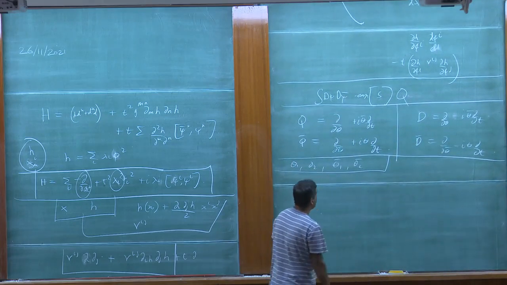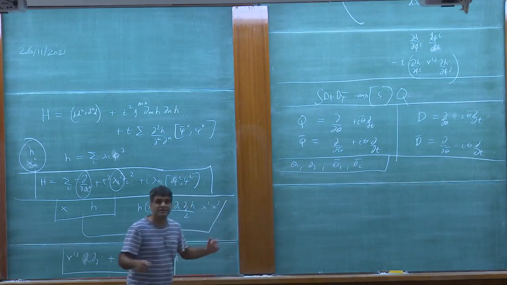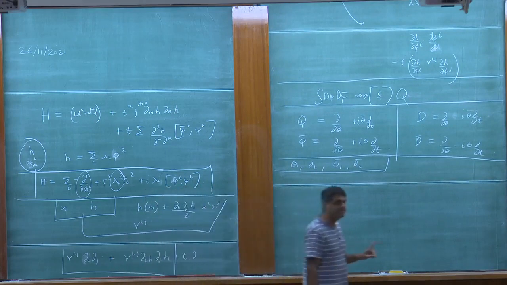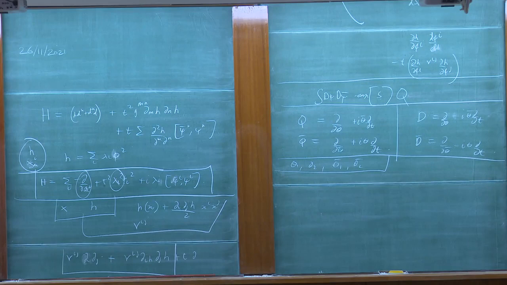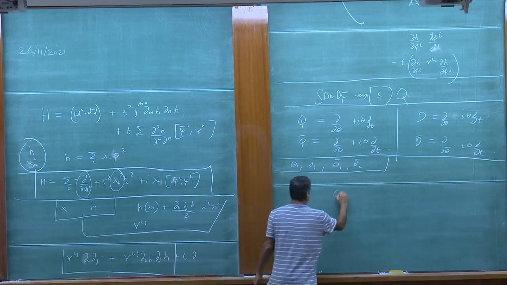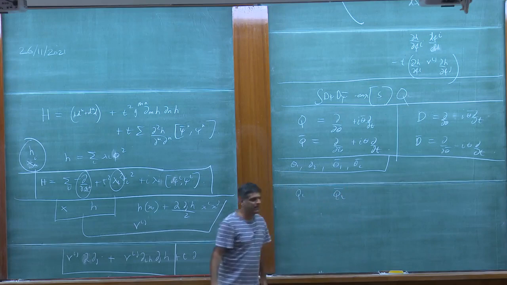But at the moment we'll start easy. We will just take two of them. There'll be theta 1, theta 2, theta 1 bar and theta 2 bar. Now the operators have become Qi and Qi bar, where i runs from 1 to 2.